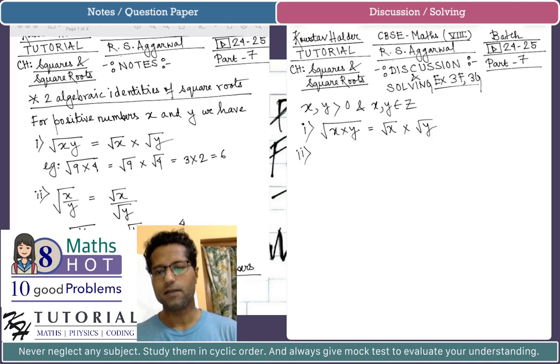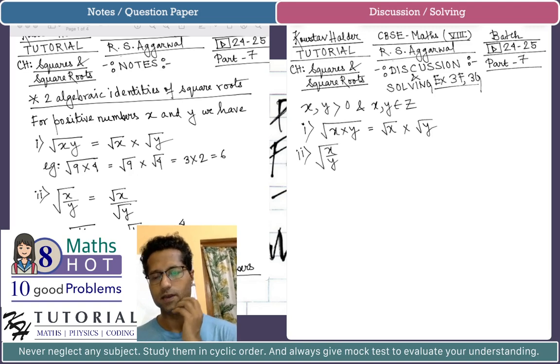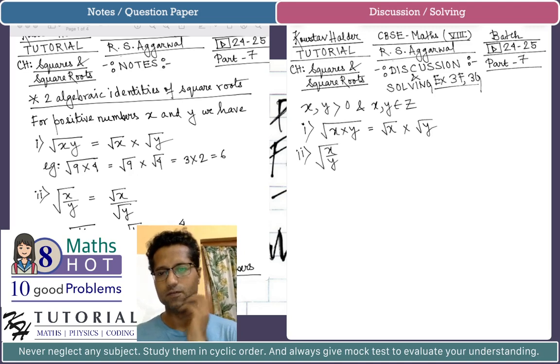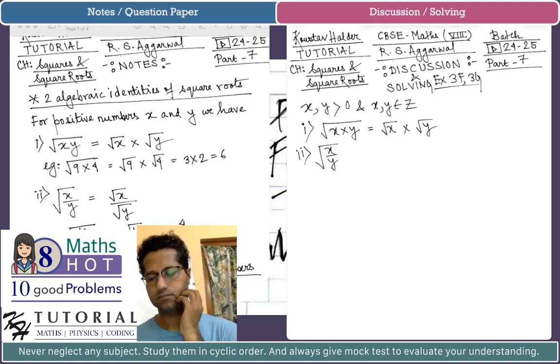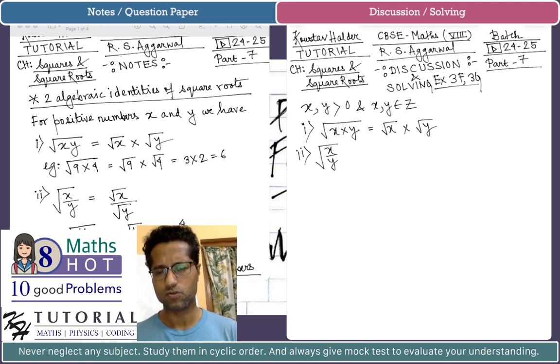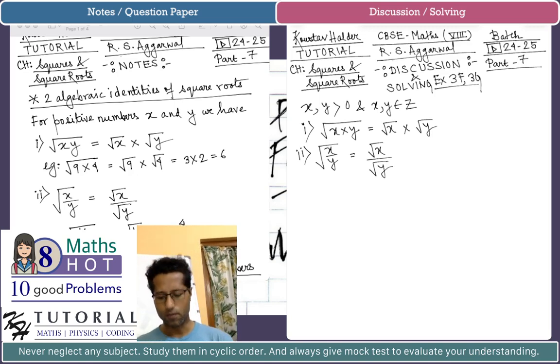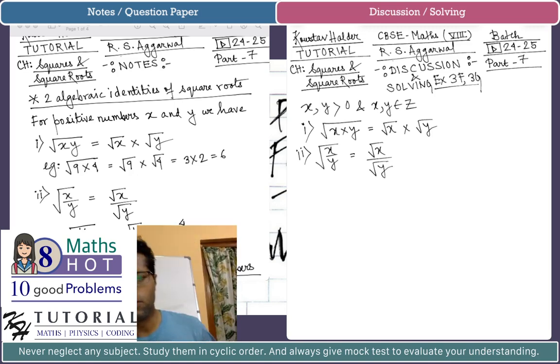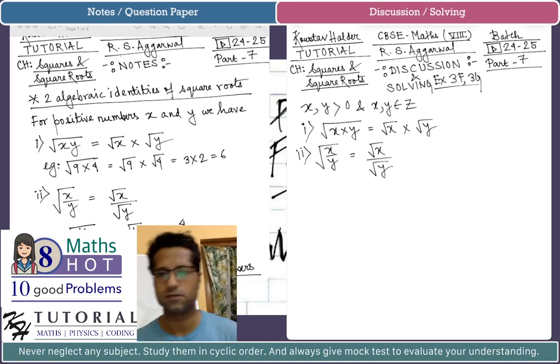and the second one is the square root of x by y. So x by y will be a fraction, since x and y are both positive integers. It can be a mixed fraction, a proper fraction or an improper fraction. Anyway, the square root of x by y can be written as the square root of x divided by the square root of y. These two properties we will use for finding the square root of fractions.